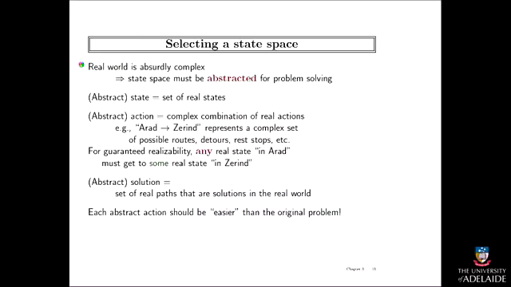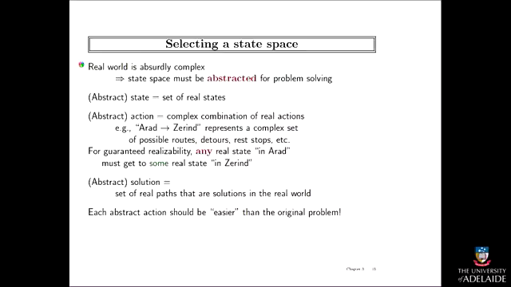Okay, so I talked earlier about abstraction, so maybe I'll go through this fairly quickly, but the real world is absurdly complex. We can't possibly search the entire real world. So we have to abstract our state space to be able to make it tractable for some kind of problem solving. So a particular abstract state is going to represent a set of real states.